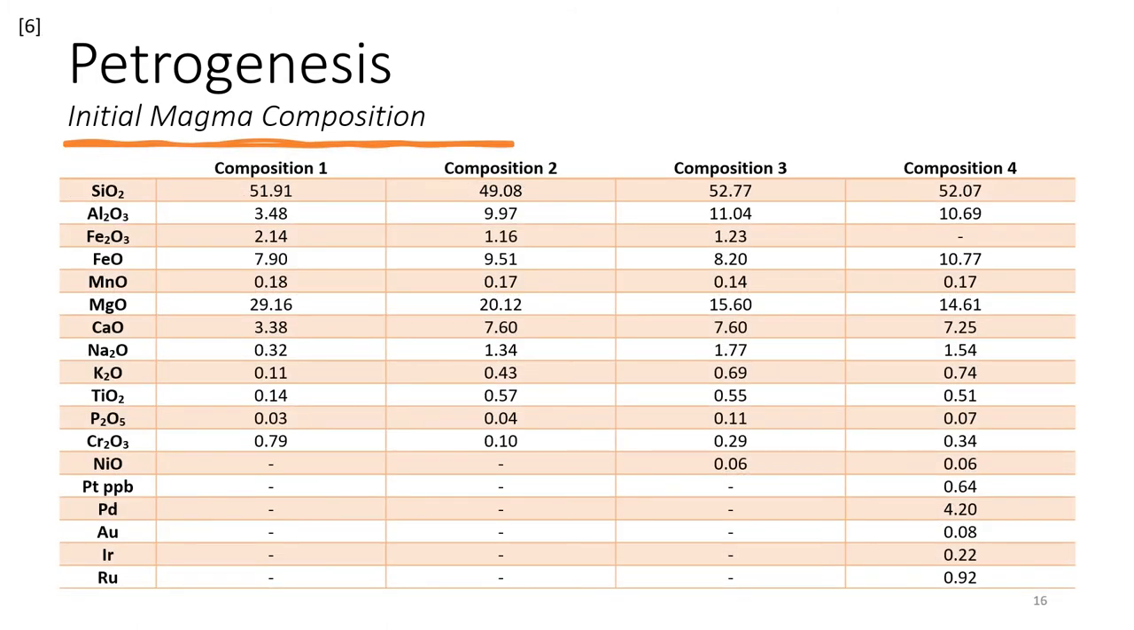For reference, I've just included four initial composition estimates for the magma, which have come from normative calculations. Although there's some variation between each estimate, you can see the same general trend, right? High silica along here and high magnesium down here.